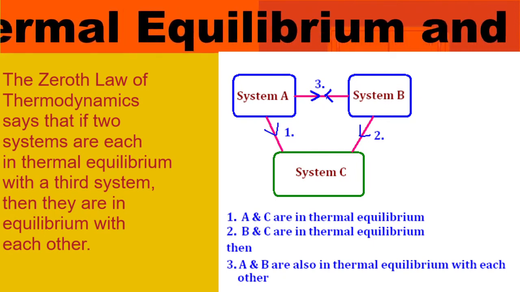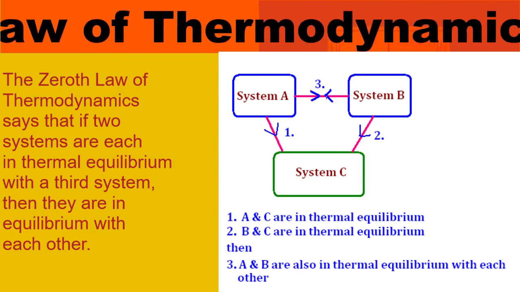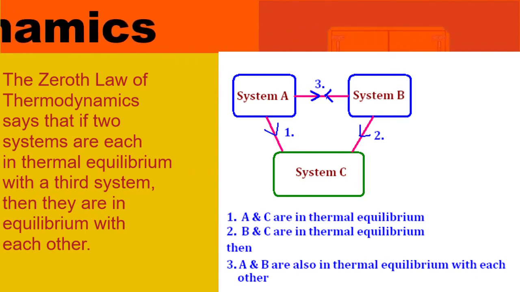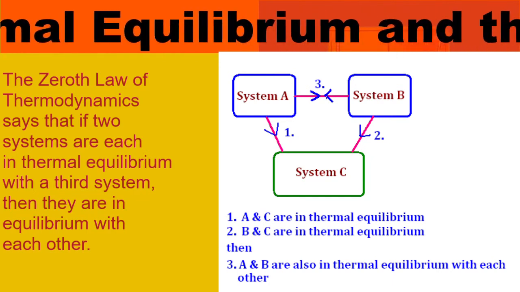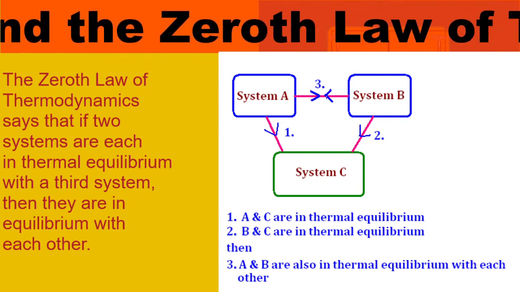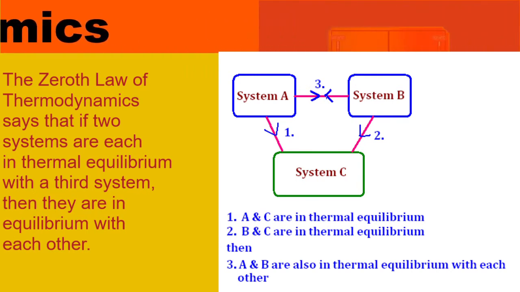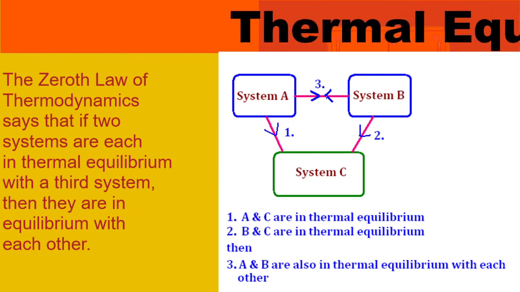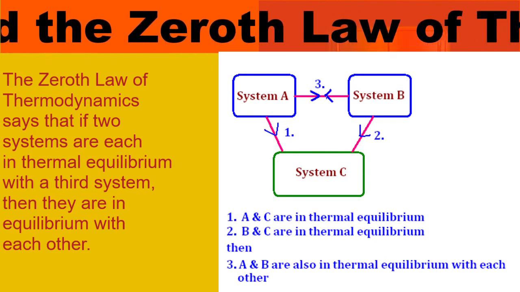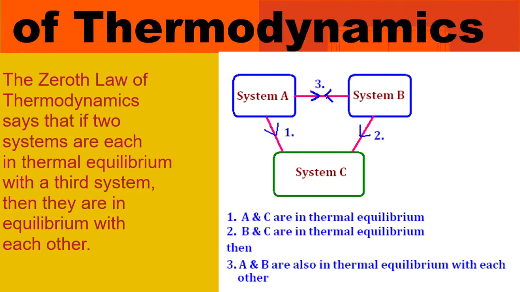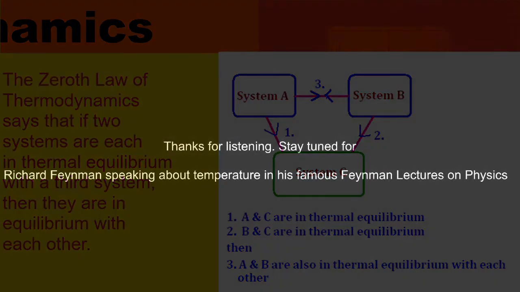This idea of thermal equilibrium ties into the zeroth law of thermodynamics. If two systems are each in thermal equilibrium with a third system, then they are in equilibrium with each other. This means that if A and C are in thermal equilibrium and B and C are in thermal equilibrium, then A and B are also in thermal equilibrium.